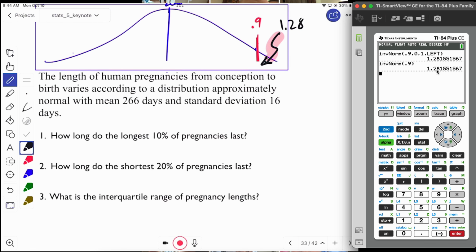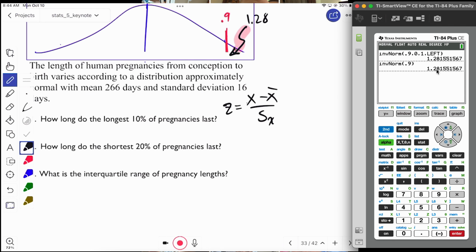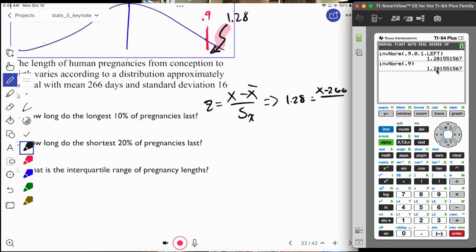And we want to know how long they last. So I know what the z-score is. I want to know some value, and then use our formula here. So all I'm going to do is say, okay, well, that means the z-score is 1.28. I don't know how many days there are. I know that the mean is 266. And I know this has a standard deviation of 16. So multiply both sides by 16, add 266. So this is going to look like 1.28 times 16 plus 266. And that is x. And that's how we would get our answer for this first one.